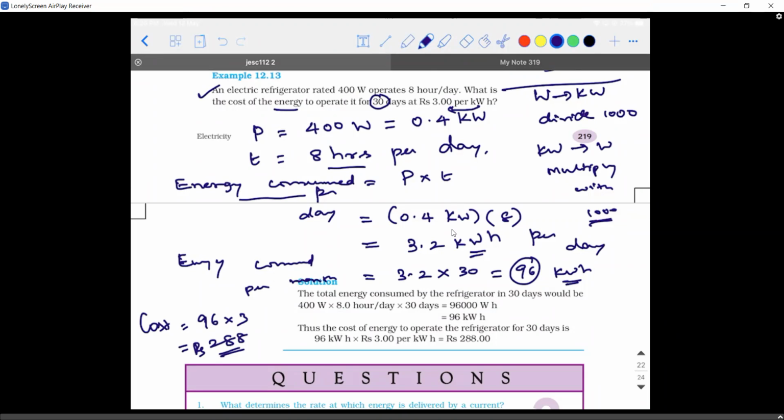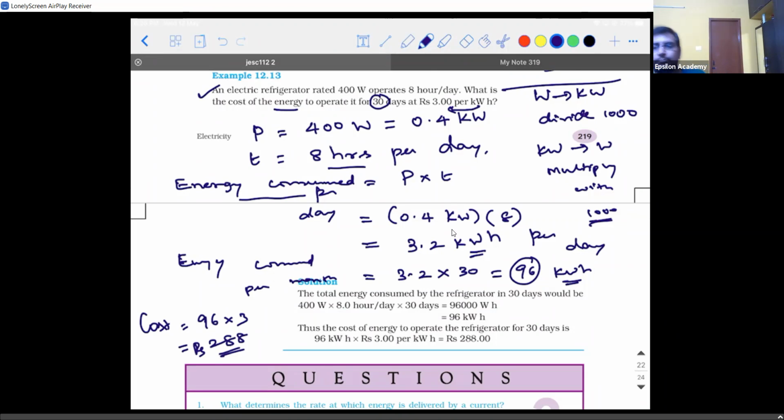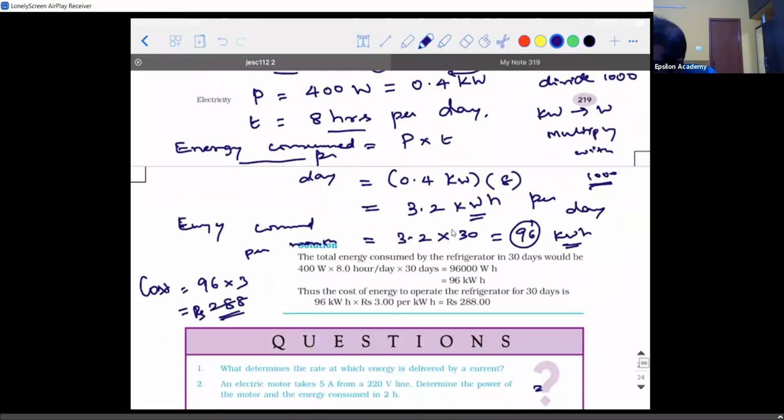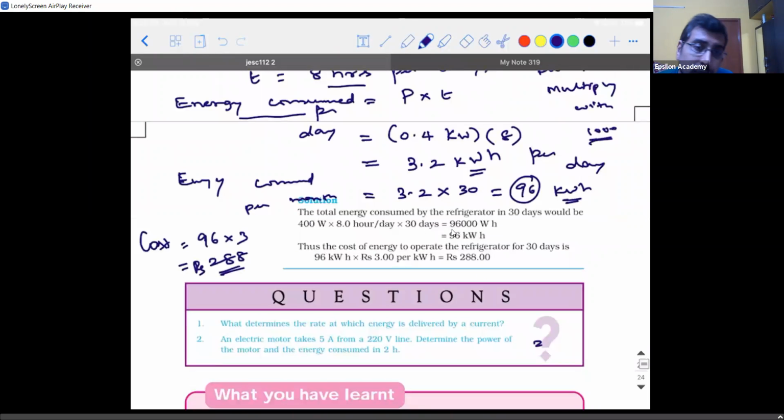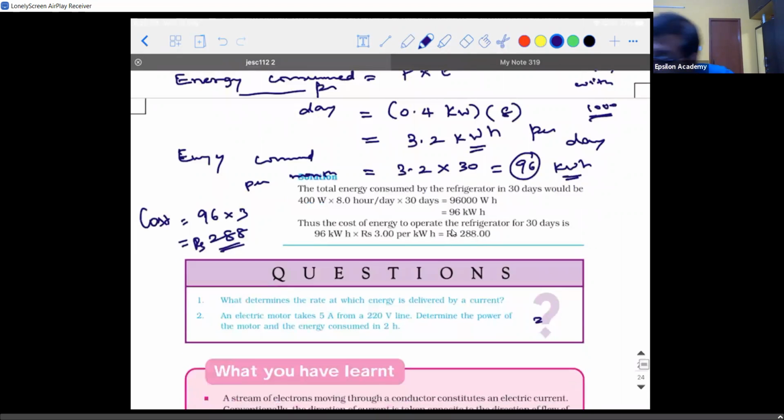Very good. We'll move on to the next problem. What determines the rate at which energy is delivered by a current? It is electric power. This is the electric power that speaks of that.